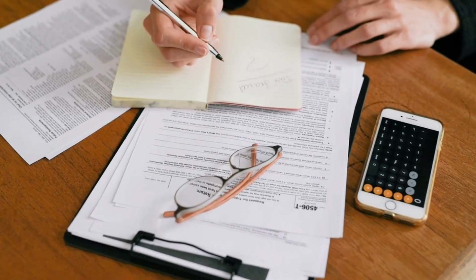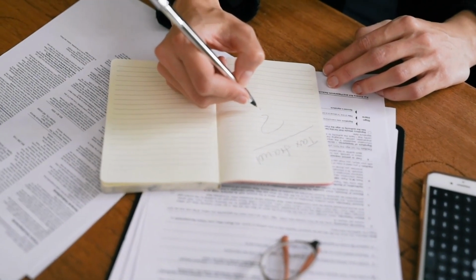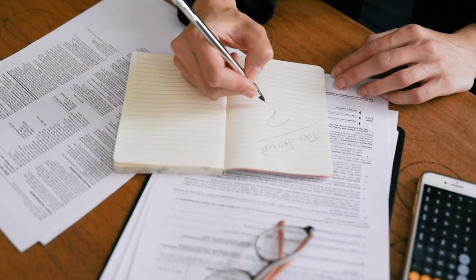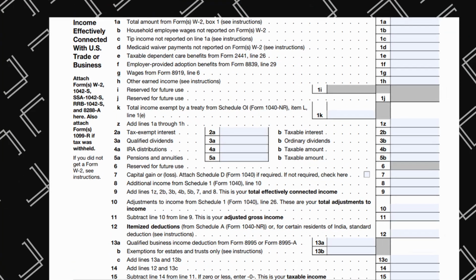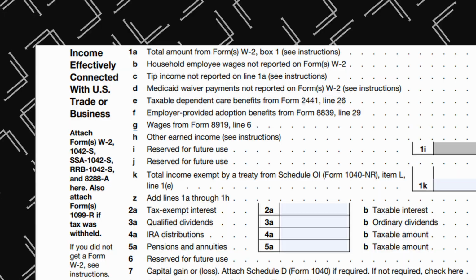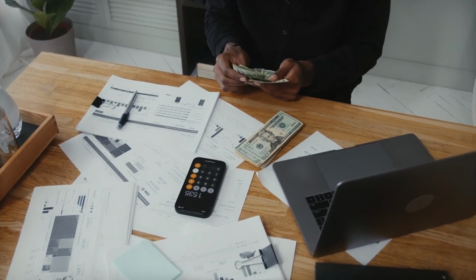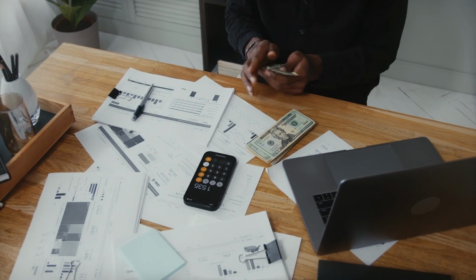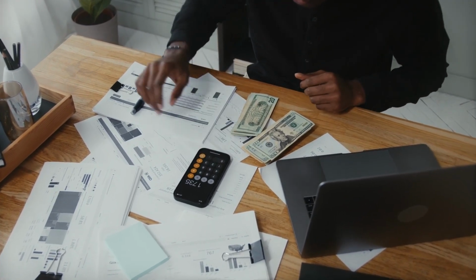The 1040NR is the primary form non-residents use to report their U.S.-sourced income. Filing this form can seem complicated, but I'll walk you through the key sections. The first part of the 1040NR form is where you'll report your U.S.-sourced income. This includes wages, salaries, tips, and any other earnings you've made within the U.S. Make sure to enter all relevant amounts correctly. Errors here could lead to processing delays or even penalties.